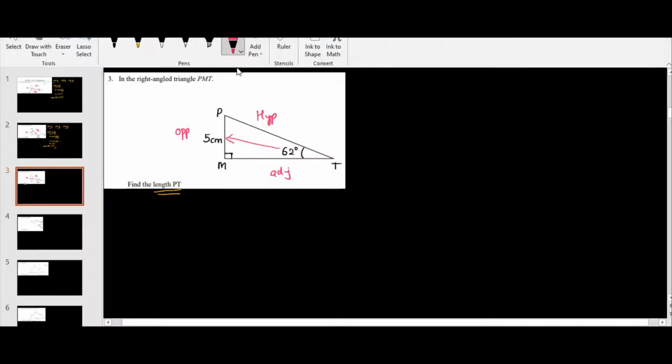What is the question asking? The question is asking to find the length PT. That means the question is asking to find this side, which I can mark as X. So which side don't I want? I don't want the adjacent because there is no value given here, and neither am I interested to find this side. I am only interested to find PT. So now I have only the opposite and the hypotenuse.